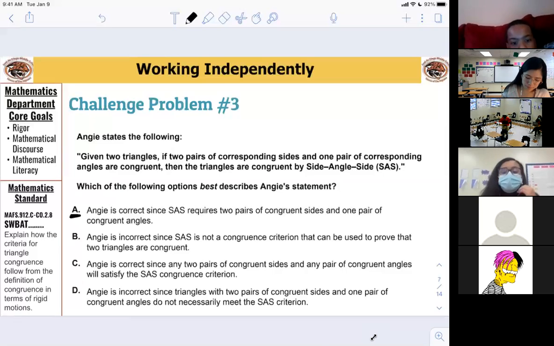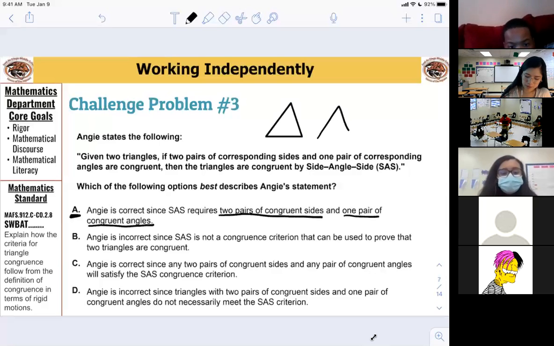Process of elimination. All right, so A states Angie is correct since SAS requires 2 pairs of congruent sides and 1 pair of congruent angles. Okay, so SAS requires, this is true, right? 2 pairs of congruent sides and 1 pair of congruent angles. So that's a true statement, right? Do we agree with that? Yes. Okay. Well, so let's actually draw it out so that we can just double check.